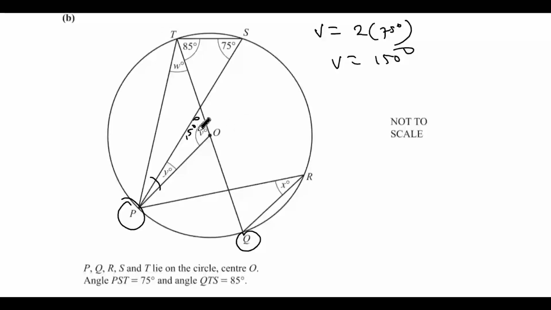So since this place is 150 degrees, I can get this place. This place will be 30 degrees. Why? Because these two angles are on a straight line and they add up to 180 degrees. So if you look at this angle and this angle, they are produced by this arc, only that this one is at the center while this one is at the circumference. So I can say this 30, the one at the center, should be twice x. So that means x equals 15 degrees.